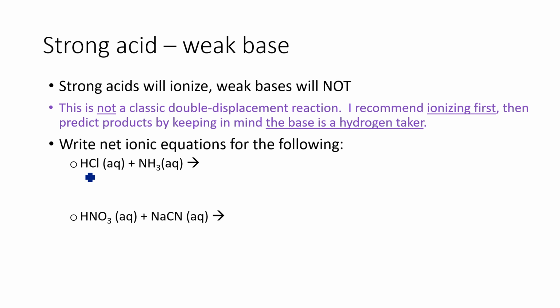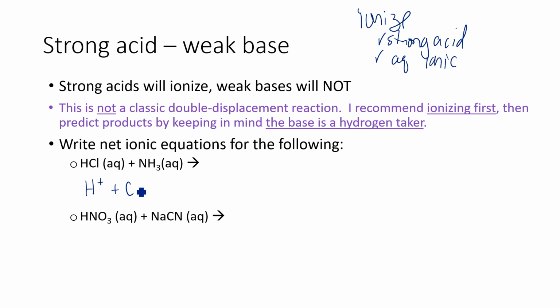So I'm going to look down here, and remember, I'm going to ionize something if it's a strong acid, or if it's an aqueous ionic compound. So HCl is one of my strong acids, so I'm going to split it apart into ions. NH3 does not fall in these categories, so I'm not going to ionize it. But I know NH3 is a weak base, and I know weak bases, or any kind of base, can be thought of as a hydrogen taker.